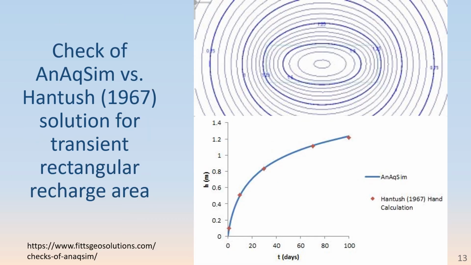This is a check of Anaqsim against an analytic solution for transient flow into a rectangular recharge area by Hantusch in 1967. And I did hand calculations for the predicted head at one of the four corners of this barely visible green rectangular area. And the Anaqsim simulated head versus time is the blue line, and the hand calculations fall right on top of that.